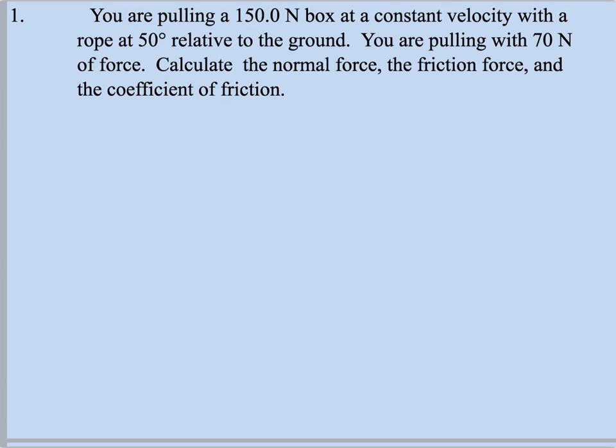All right, our next problem says you're pulling a 150 newton box at a constant velocity with a rope at 50 degrees relative to the ground. You're pulling with 70 newtons of force. Calculate the normal force, the friction force, and the coefficient of friction. So a lot to do on this one.